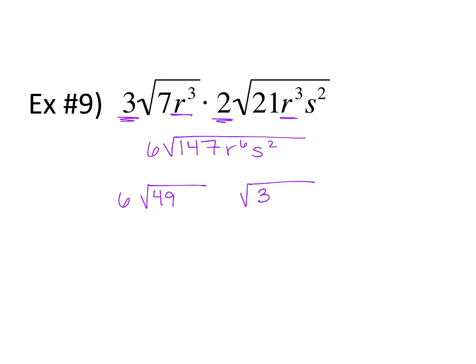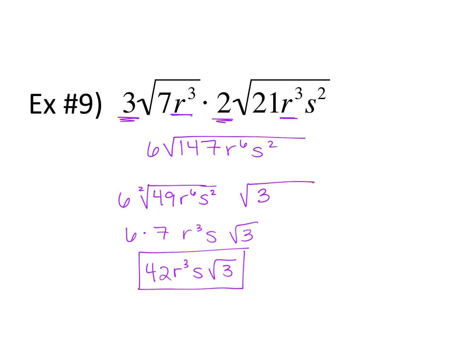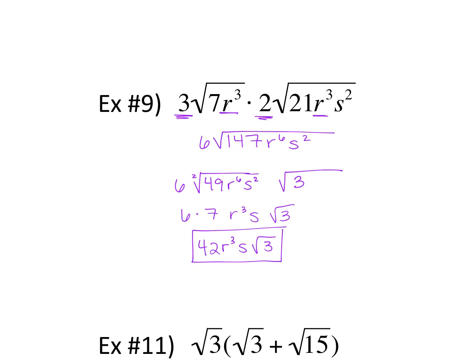R to the what on the perfect square side? All 6 of them, right? Got to divide by 2 because our index here would be 2. So then it's s squared also because that's divisible by 2. So then simplify that. 6 times 7, r to the third, s to the first, and the square root of 3. 6 times 7, mental math, 42, r to the third, s rad 3. It's so satisfying, right? Like, turn it into this huge thing that simplifies down to something so much nicer. I love it. Any questions on those so far?